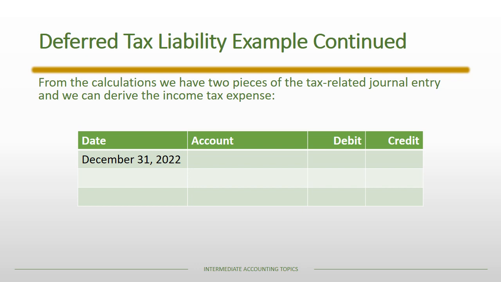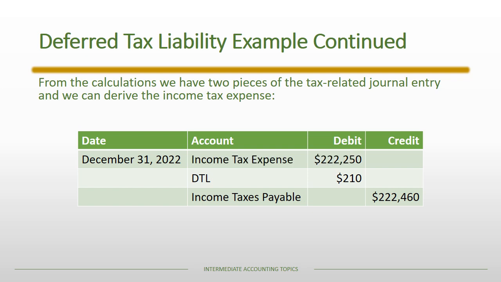So turning to our journal entry, we can see our income taxes payable, the change to the deferred tax liability, and from that we derive our income tax expense of $222,250.